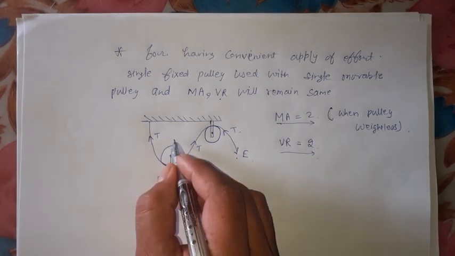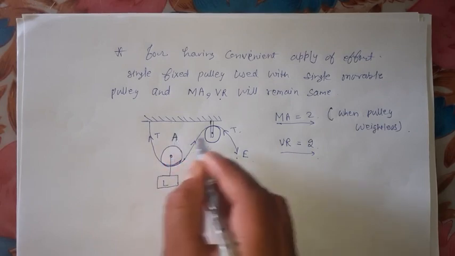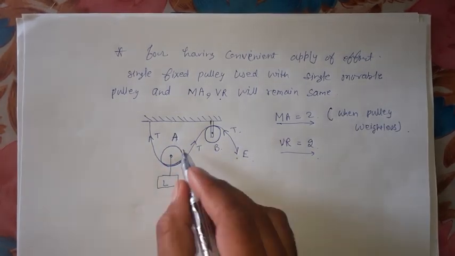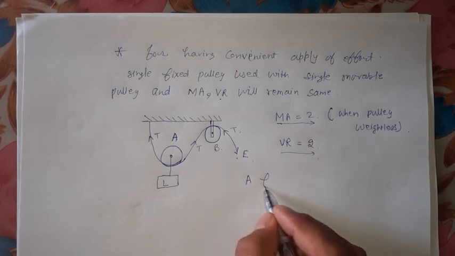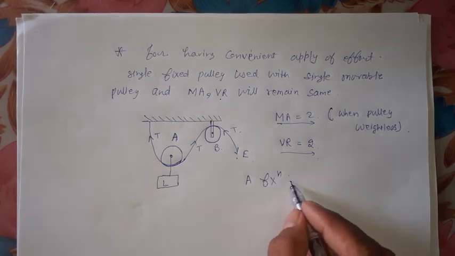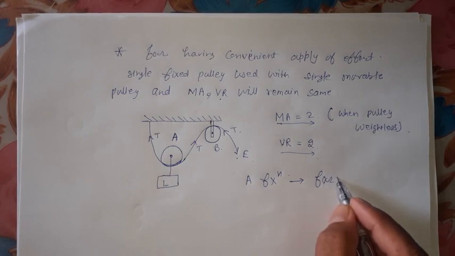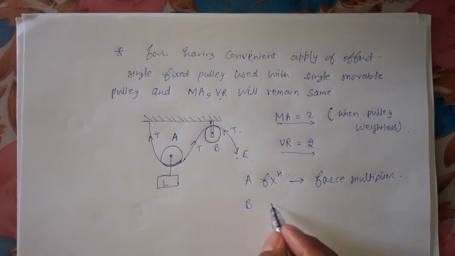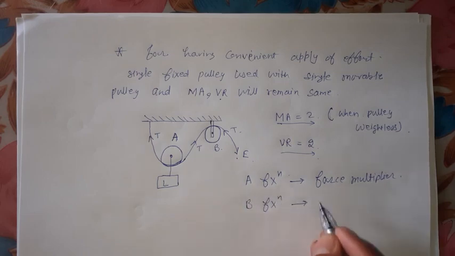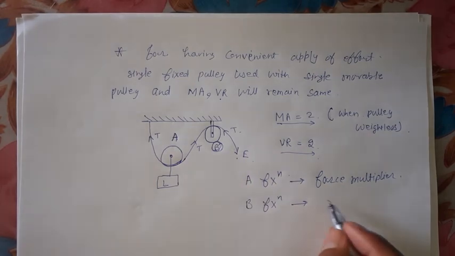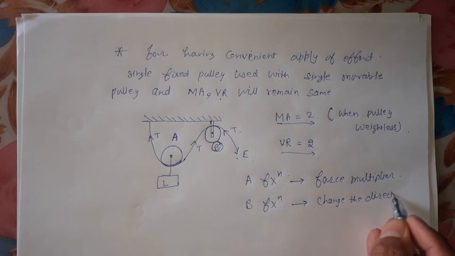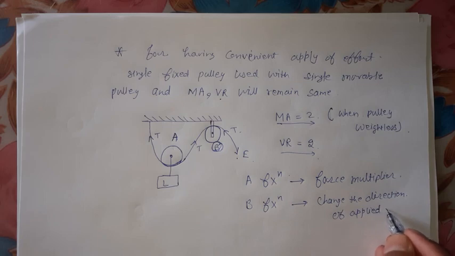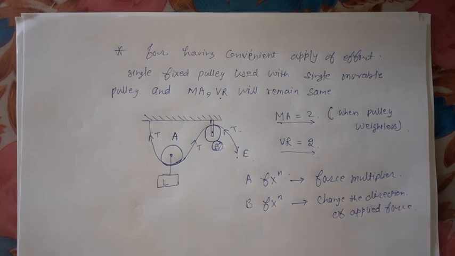If I give this pulley the name A, and this second pulley the name B, what is the function of pulley A? It is a force multiplier. And what is the function of the B pulley? This B pulley used over here changes the direction of the applied force. Therefore this second pulley is used. Important to note this.